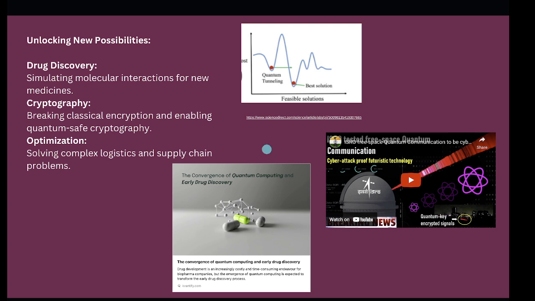And then we have an amazing problem that quantum computers can solve, which is optimization. It can solve complex logistics and supply chain problems as well. This is a photo that I took from a research paper. It says that we can use quantum computing to figure out the best possible solution for logistics problems. So there are so many applications coming around related to quantum computation, which is very interesting and important to see.